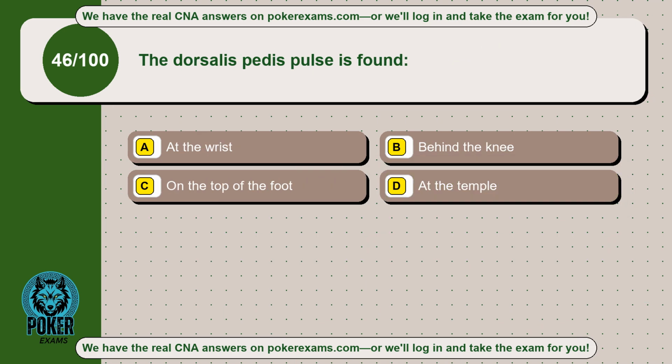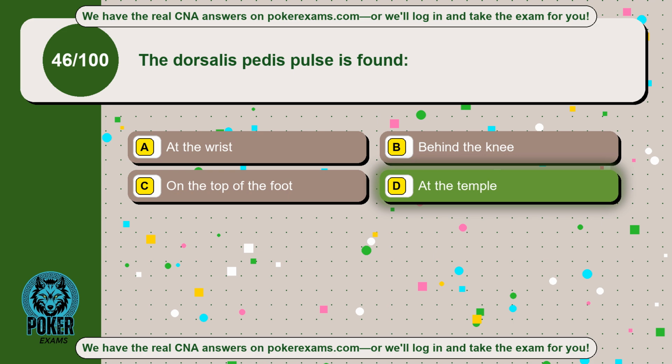Question 46. The dorsalis pedis pulse is found. Option A. At the wrist. Option B. Behind the knee. Option C. On the top of the foot. Option D. At the temple.